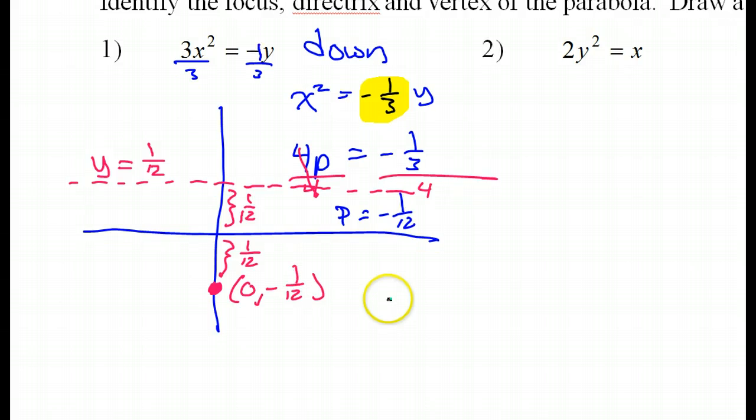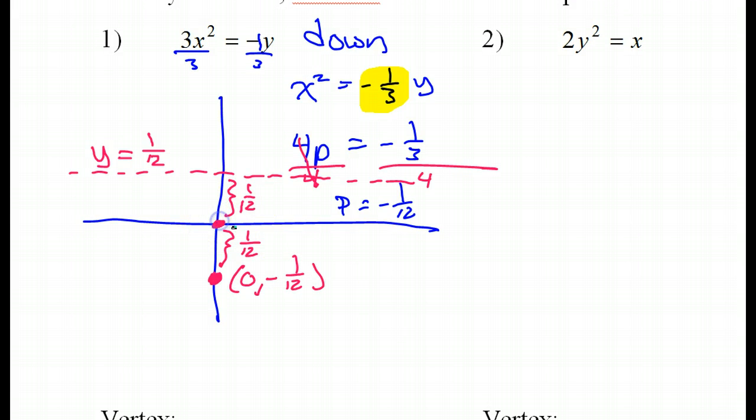So all of these equations today are going to be at the origin. The vertex will be at the origin. We're just doing a rough sketch, so that's all you need for a rough sketch. So that's it.